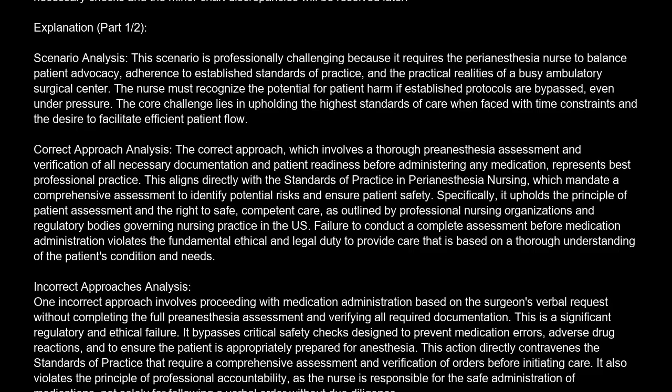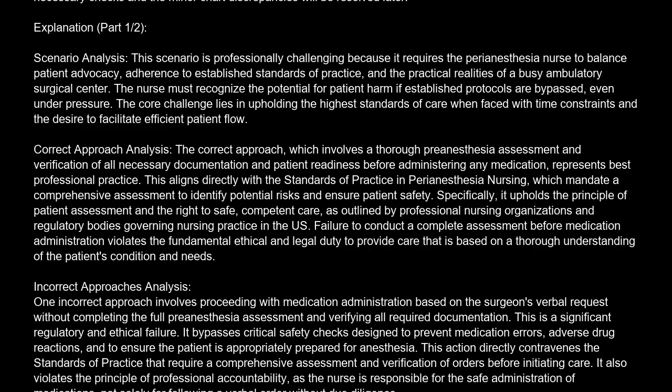The correct answer is A. Administer the pre-anesthetic medication as requested by the surgeon, assuming the surgeon has completed their necessary checks and the minor chart discrepancies will be resolved later. Explanation. Scenario analysis. This scenario is professionally challenging because it requires the perianesthesia nurse to balance patient advocacy, adherence to established standards of practice, and the practical realities of a busy ambulatory surgical center.